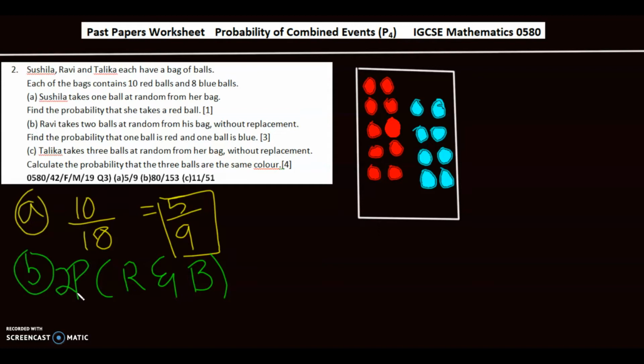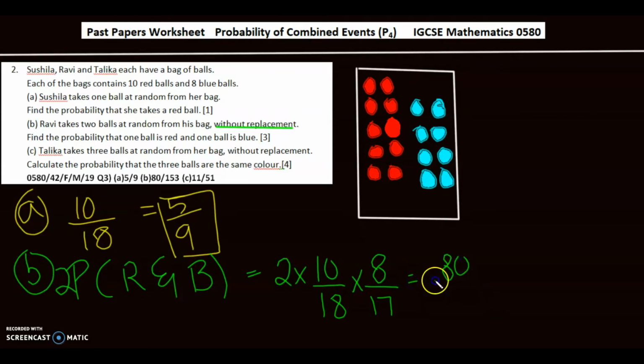Okay, so 2 times probability of getting red is 10 upon 18 times, what's the probability of getting blue? 1, 2, 3, 4, 5, 6, 7, 8 blue balls. We have 8 blue balls, and now we'll have 17 balls left, because the question says without replacement. Since the first ball that was selected was red, that has been kept out of the bag. So now we're one ball short. So we'll do 8 upon 17. Okay, so this should give 80 upon 153.